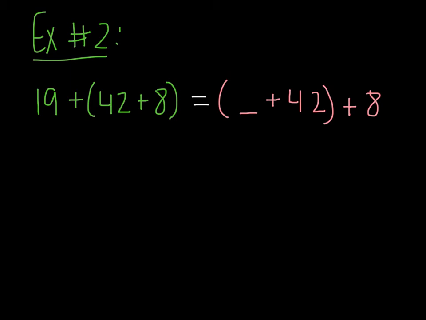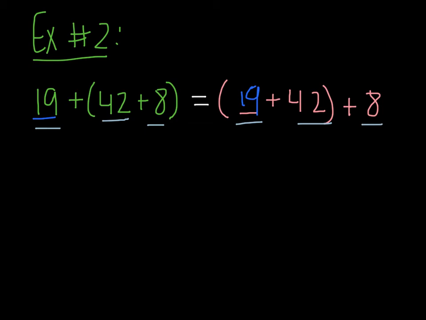So again, finding the missing number and telling what property. So let's compare. We have a 19 on this side, and we don't have a 19 on the other side, so that's actually our missing number. So that was pretty quick. So now you can see that we have a 19 on this side, 19 over here, 42 on this side, 42 on this side, 8 and 8. So now that the equation is balanced, it's equal on both sides.